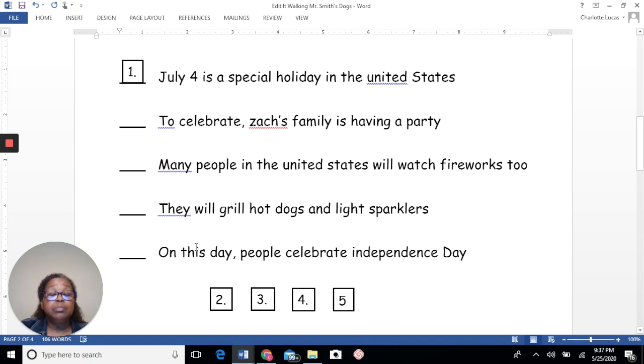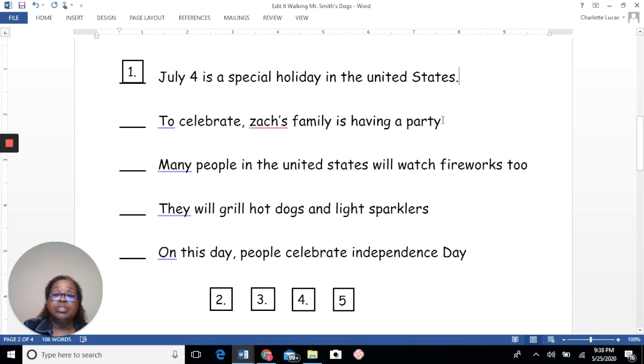Now, every sentence must end with a punctuation. Either we're going to have a period, a question mark, or an exclamation mark. Now, none of these sentences have any punctuation at the end. So let's take care of our punctuation. So July 4 is a special holiday in the United States. That's just a statement. We're not asking a question and we're not showing strong emotion. So we're going to put a period there.